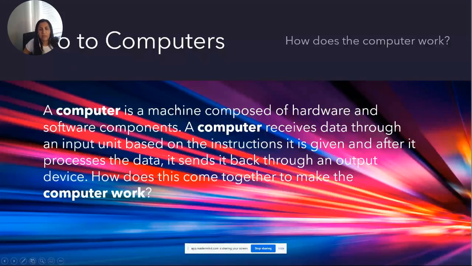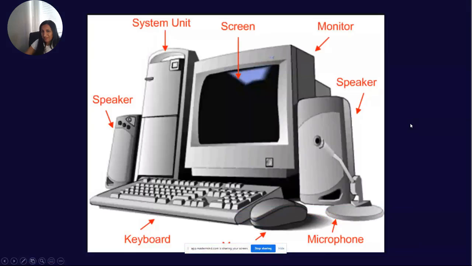Okay, so introduction to computers and how do computers work. So basically, a computer is a machine that is composed of hardware and software components. A computer receives data through an input unit based on instruction it is given, and after it processes the data, it sends it back through an output device. And how does this come together to make the computer work?